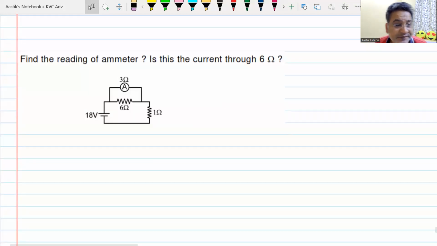This is the next one. Find the reading of the ammeter. What is the current through the 6 ohm? So basically he's asking what is the current through the ammeter branch and what is the current through the 6 ohm branch. Let's see who can give me the answer.